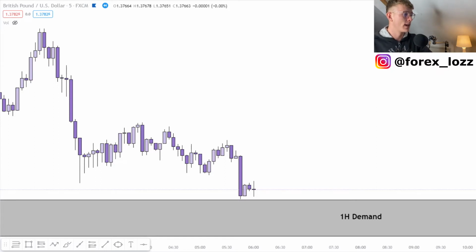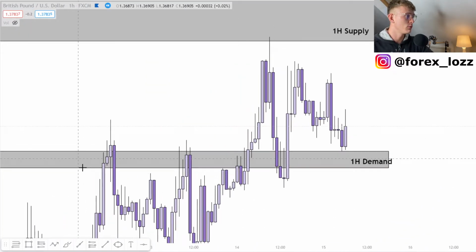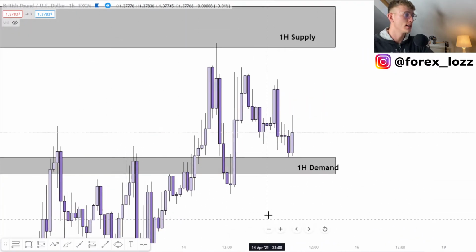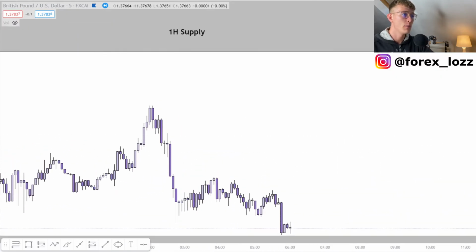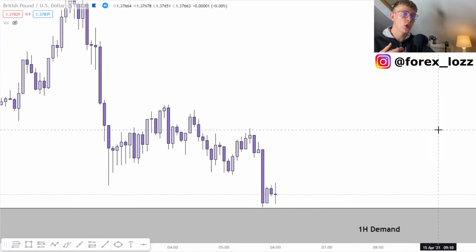So what we're looking at here, okay, is we can see that price is at a 1 hour demand level. If you guys want to see how I've identified this, this was a recent supply level. Supply then became demand. Okay, so we're looking at my lower time frames, right? But this applies for every single time frame. Okay, we're just looking at how we can look for potential trading setups at a key level. Okay, so this doesn't matter if this could be the 15 minutes, this could be the hour.